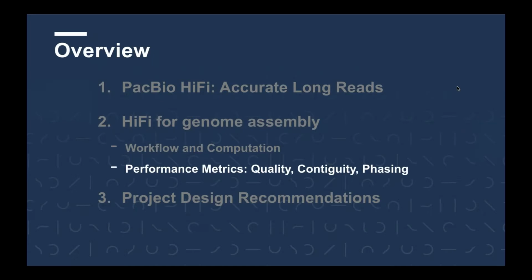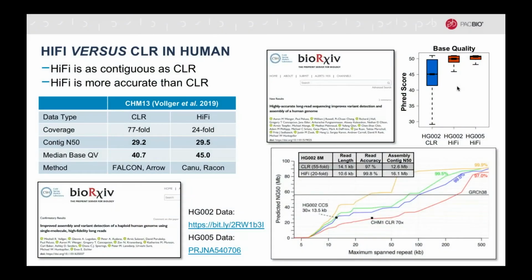Now let's look at how HiFi assemblies perform in terms of contig level base quality, contiguity, and phasing. First, I'll focus on human, beginning with a preprint from Evan Eichler's lab at the University of Washington. In this paper, Vollger et al. directly compared a CLR and a HiFi dataset for a homozygous human cell line, CHM13. They had 77-fold coverage of the CLR data and 24-fold coverage of the HiFi data. They found that their assemblies were of similar contiguity, with contig N50 of 29 megabases in both data sets.